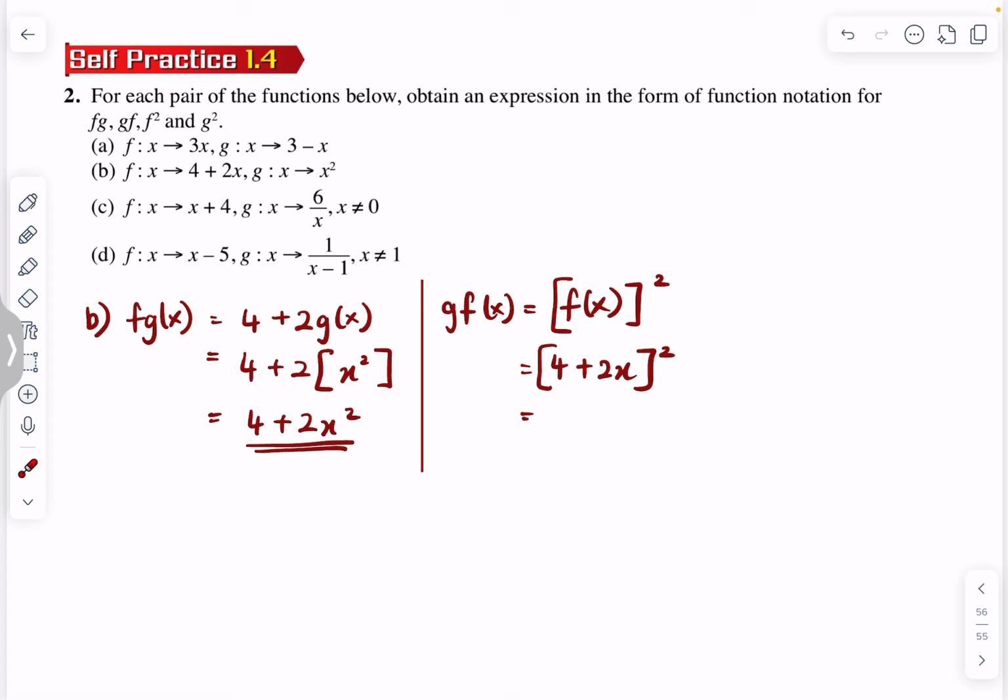So when we are expanding a square, we will get 3 different terms. The first term would be 4 squared. So 4 squared is 16. The last term would be (2x) squared. So (2x) squared will be 4x squared. And the middle term here would be 2 times 4 times 2x. So 2 times 4 is 8, 8 times 2x is 16x. So this is the shortcut to square. So this is the answer. You want to rewrite it also can: 4x squared plus 16x plus 16.